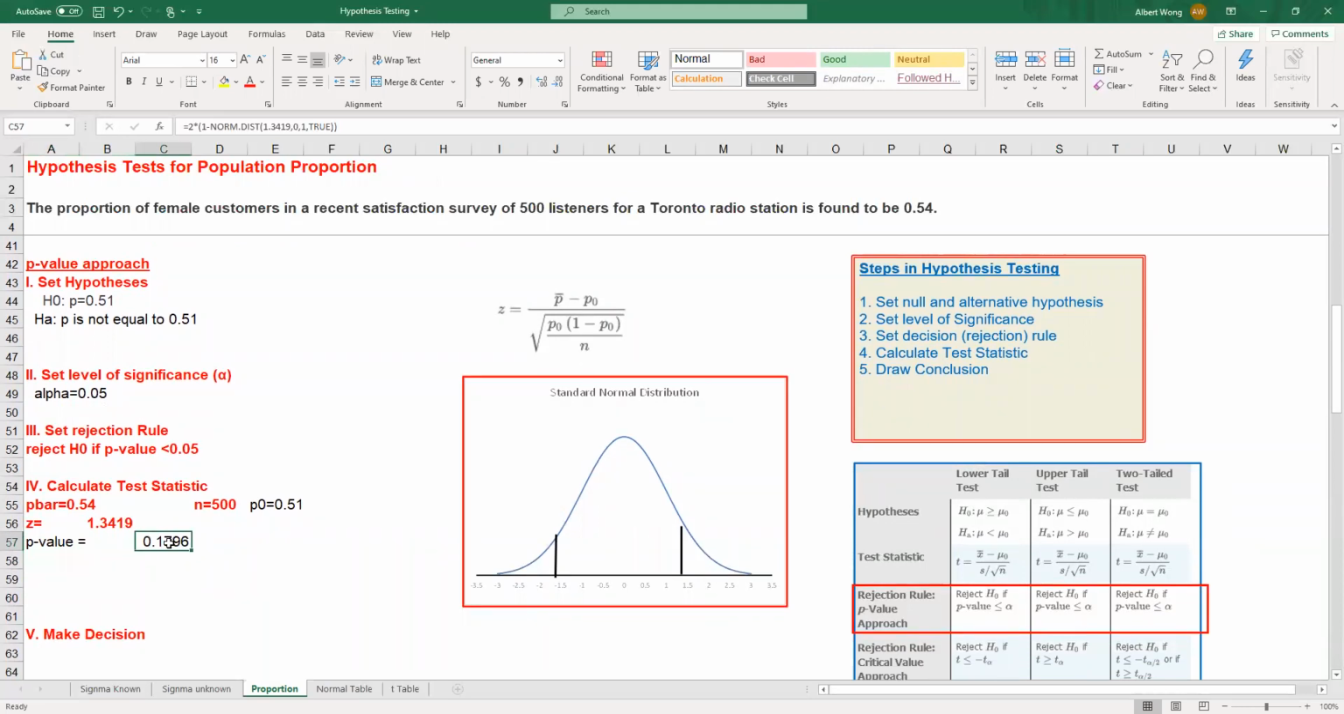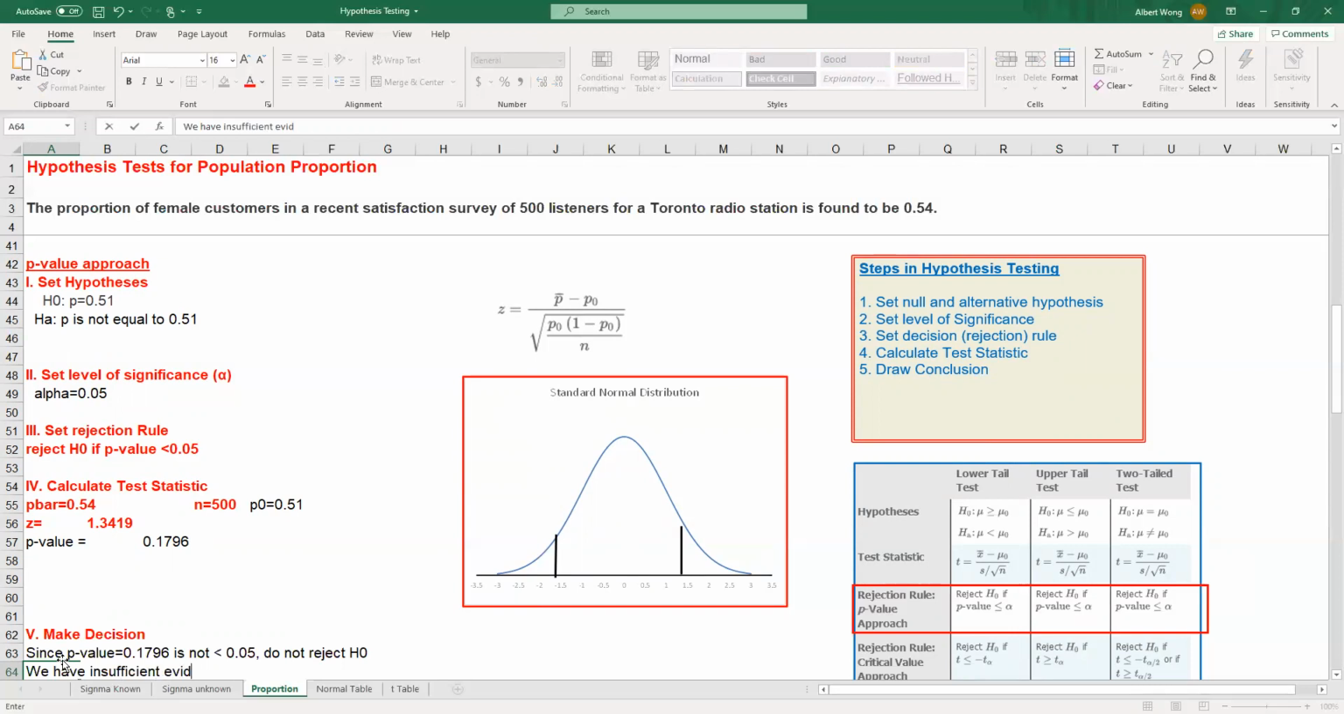So now we compare this value with alpha. If it's less than 0.05, we reject. Is that less than 0.05? No. So we do not reject. So we say since the p-value is equal to 0.1796, this is not less than 0.05. So do not reject. When we reject, we say sufficient evidence. Do not reject, we say we have insufficient evidence, right?